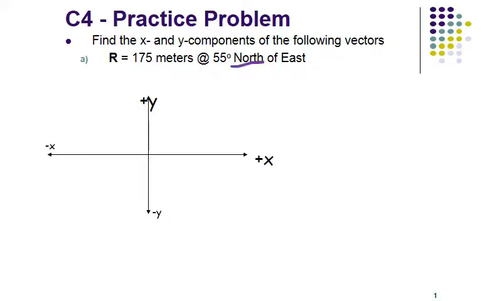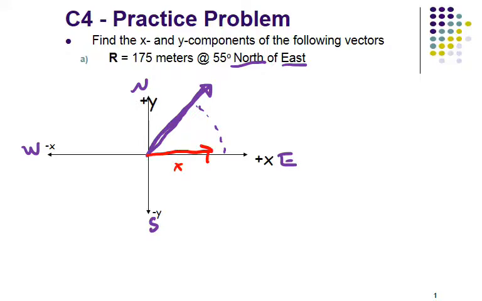East is where we start, so we'll go ahead and put our coordinate axis here. East is where we start, north is where we go. So we're going to go up 55 degrees. It should be a straight line. Then we're going to break this into the x and y components. So we could go this much over, that would be our x component, and then this much upwards, and that would be our y component.